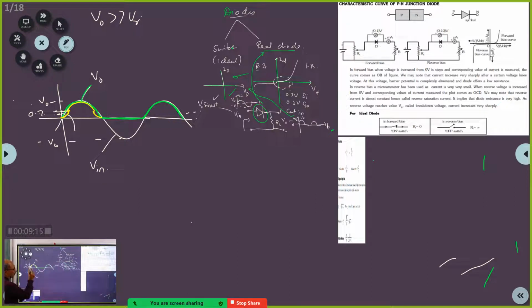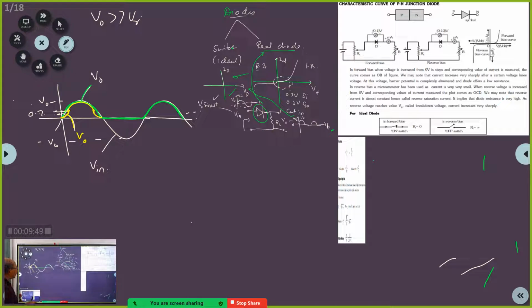Did you see the yellow line here? So this is how the output is going to be if you consider the diode to be a real diode. Got it? Yes, sir. Did you all get it now clearly? That is what I want to emphasize. So if you say I am going to neglect it depending upon the numerical, then you can consider this green waveform. That is for the ideal. But for a real diode, this is how it is going to be.